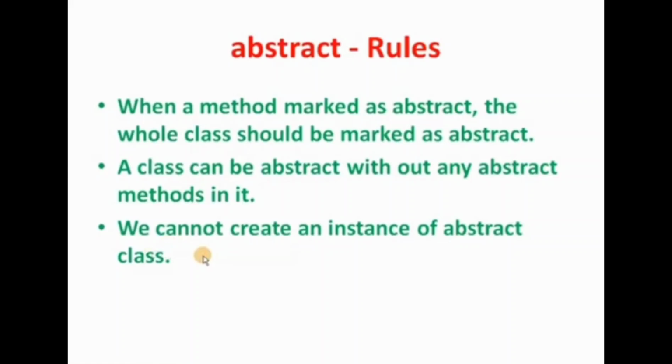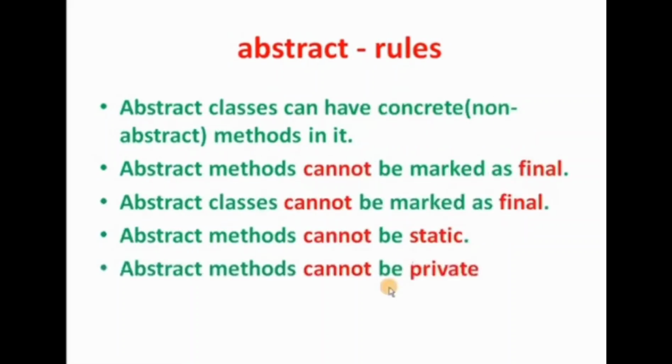We cannot create any instance of an abstract class. An abstract class can have concrete, non-abstract methods in it. Abstract methods cannot be marked as final. Abstract classes cannot be marked as final. Abstract methods cannot be static. Abstract methods cannot be private. These are the rules for abstraction.